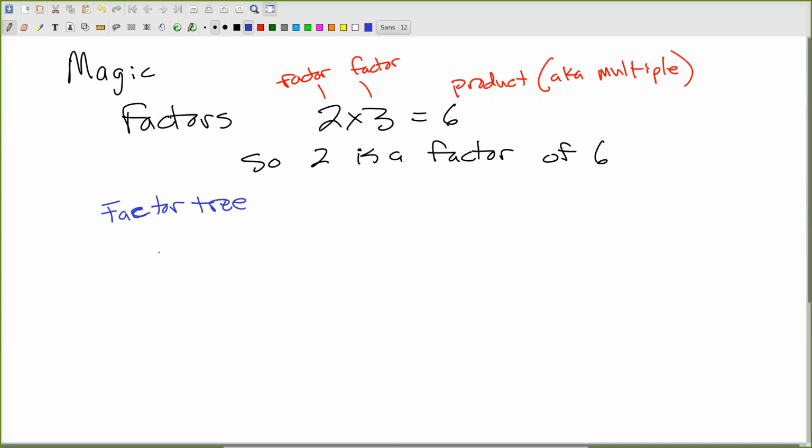I like to use prime starting with 2 and working my way up, but there's lots of ways to do it. 2 goes into 6 3 times, 2 and 3 are prime, so I'm done. The ends of the branches on a factor tree tell me the prime factors of a number. And if I multiply all of those prime factors together, I get the prime factorization. 6 factors as 2 times 3. Oops, 3, there we go. And that would be the prime factorization.